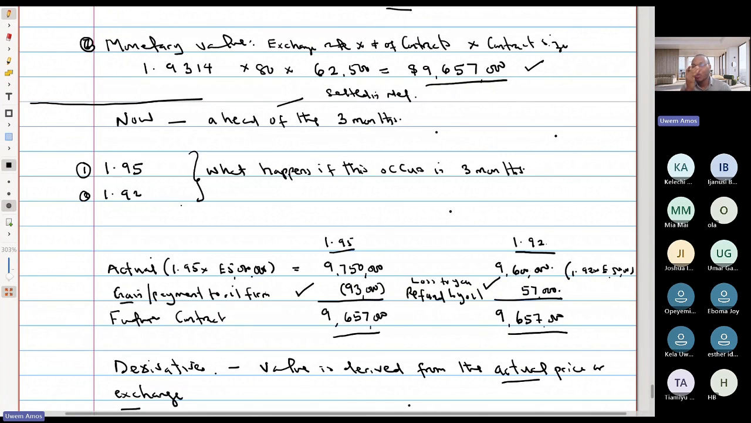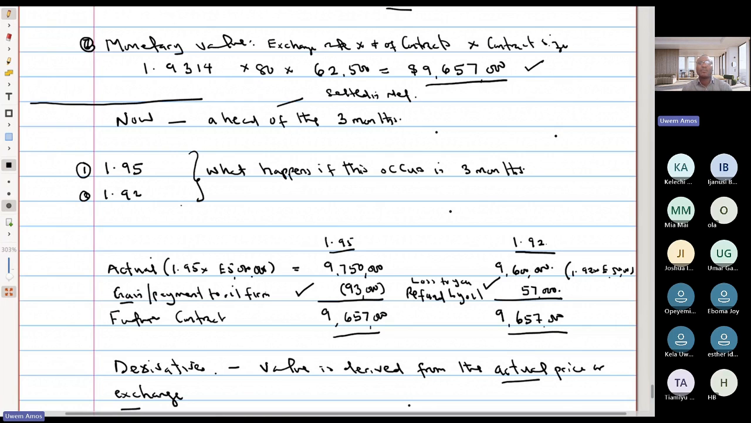Now, just imagine in this scenario here, you have a locking rate of 9657. So your total cost must be 9657, regardless of what happens. But what happens if in 3 months' time, the dollar equivalent of what you would have spent is 9.5? It doesn't make sense for you to still proceed with 9657, because you spend less going with the actual equivalent of 9.5. Because if you are using an option, it gives you that right. But if you are using futures, your total cost must add up to 9657.